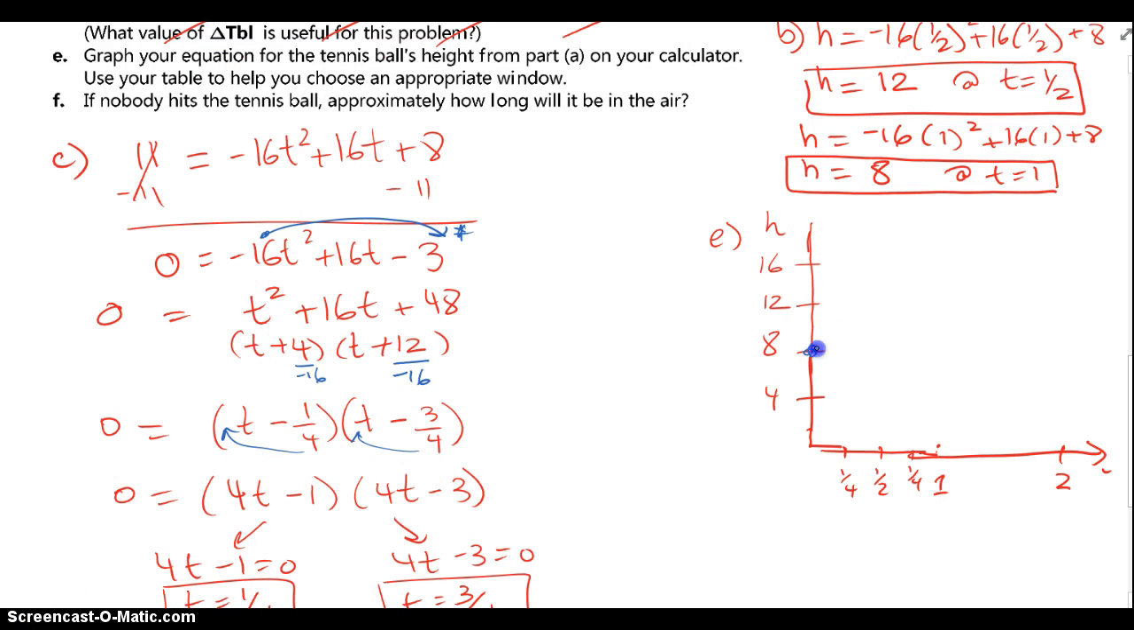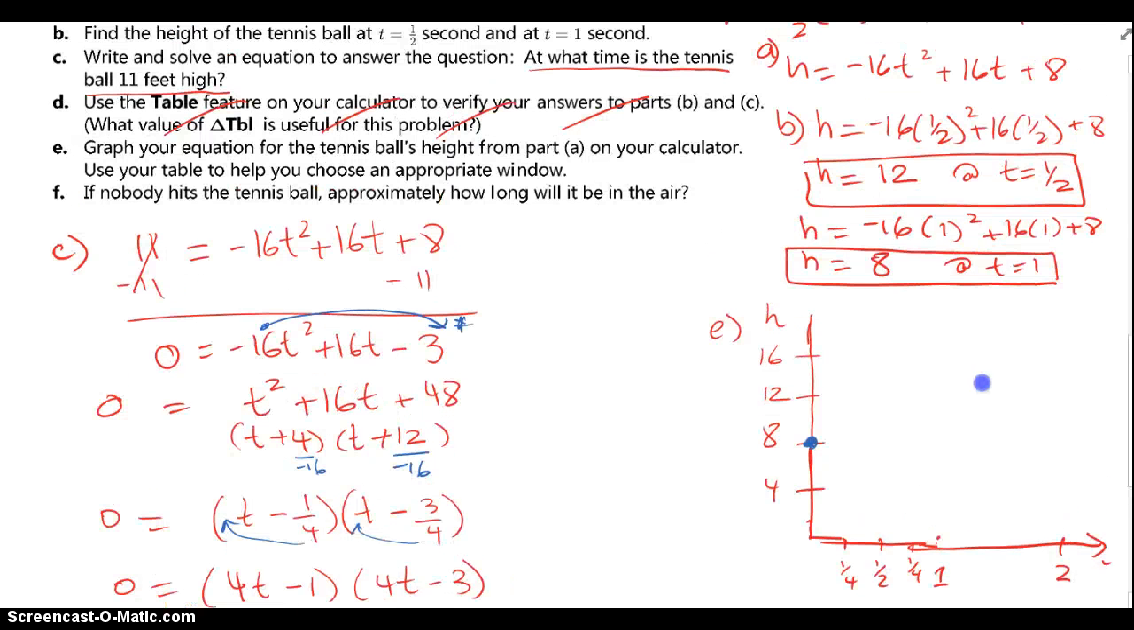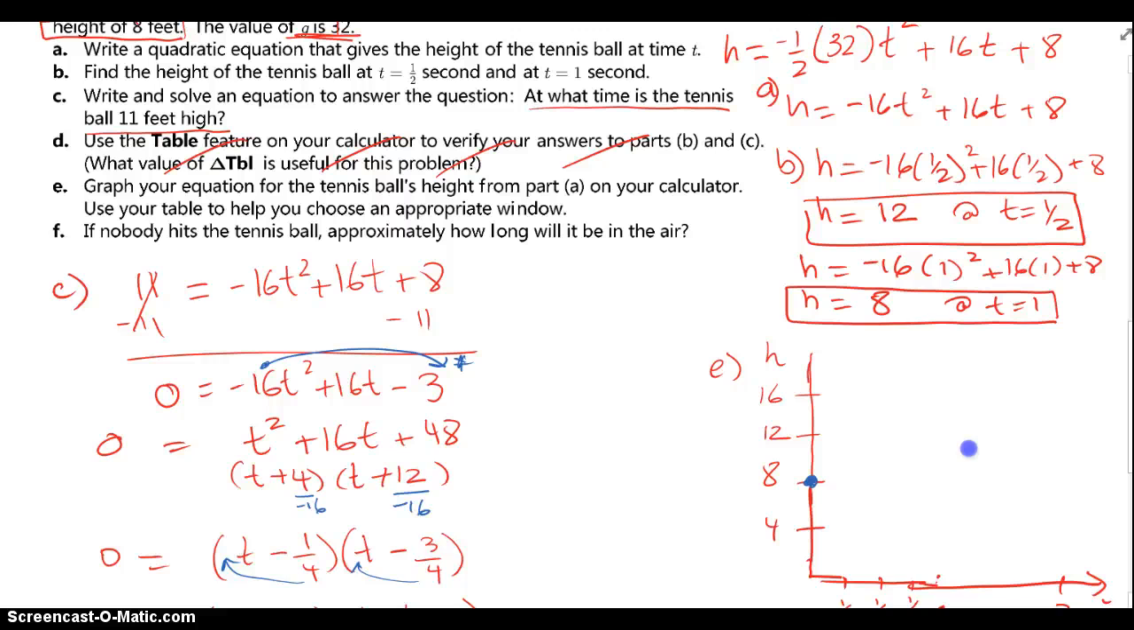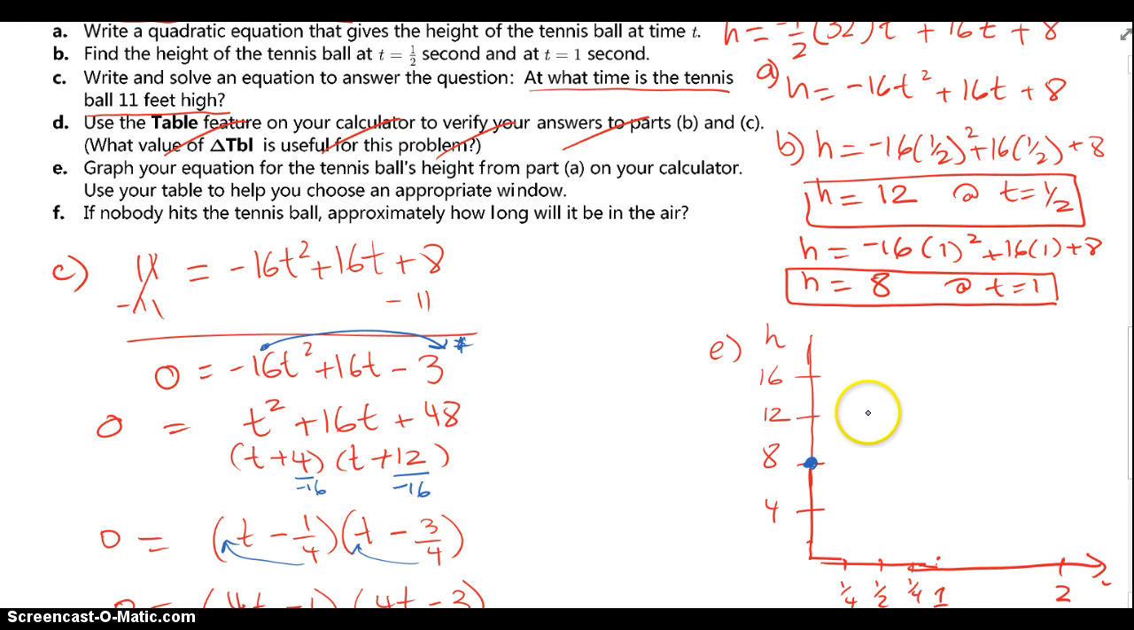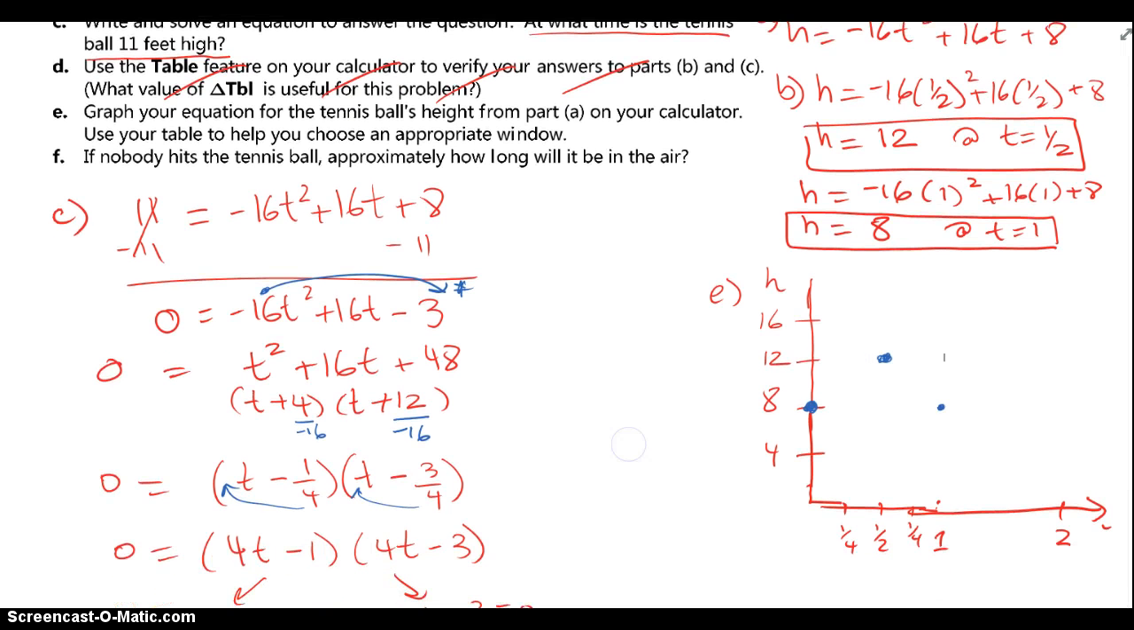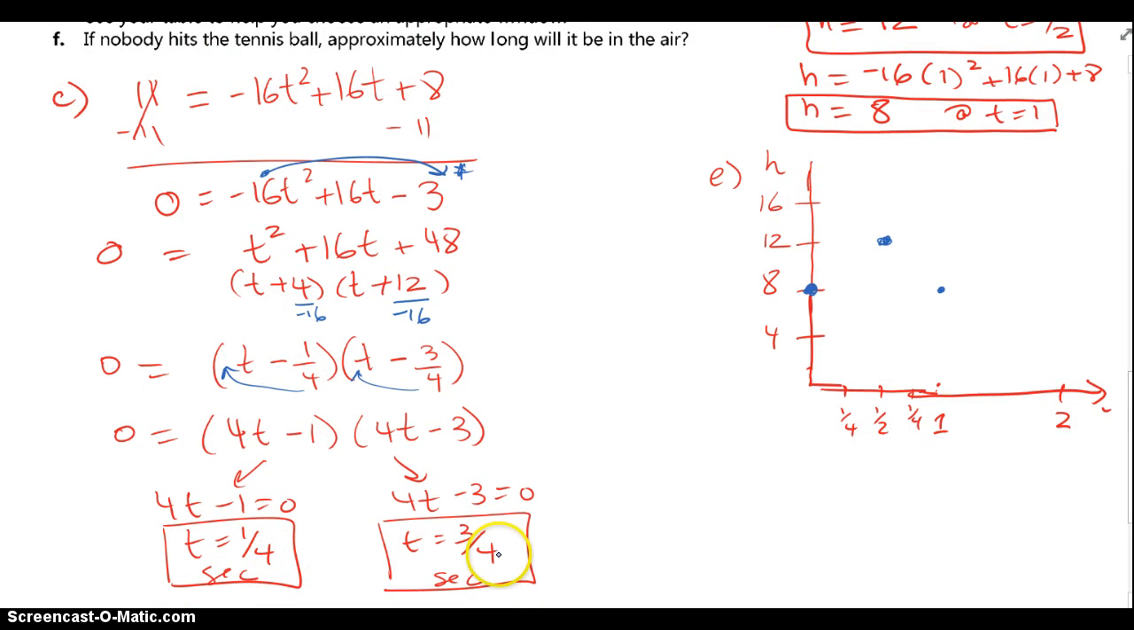Okay, so it started 8 feet above the ground, and then we also know from part B that at half a second it was at 12 feet, and at 1 second it was already back down to 8 feet, so it was already on its way down. Make that a little bit more accurate right there. And we know from this part that it was at 11 feet, somewhere here maybe, at the 1/4 second mark and 3/4 second mark. So it was somewhere at 11 feet here, and this guy should be 3/4.